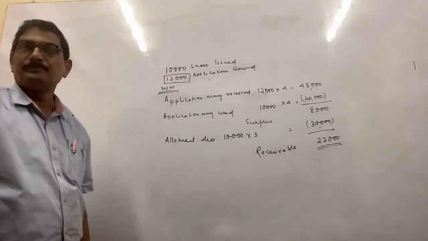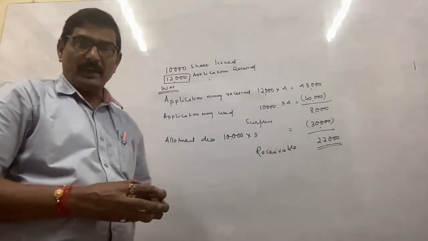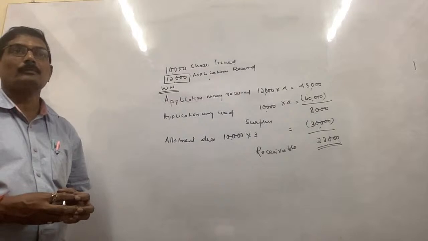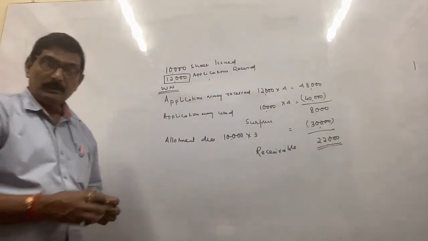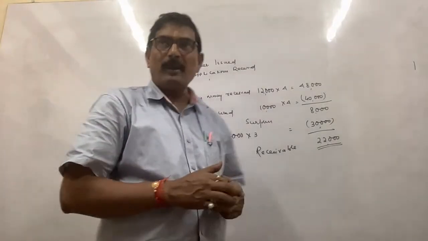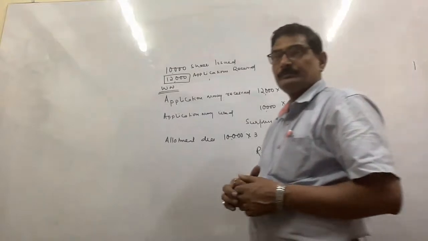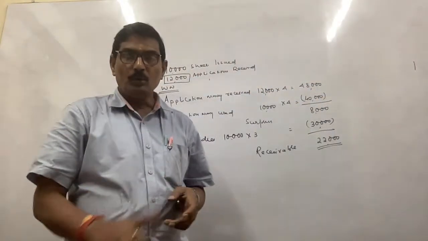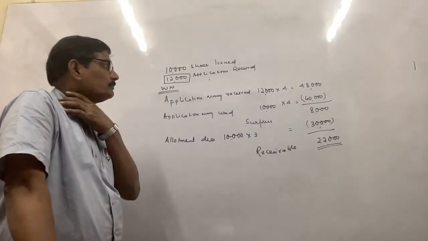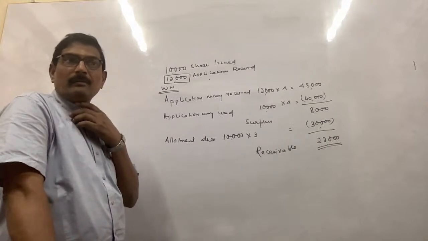Right. Thereafter, for share allotment due, write down: share allotment account debit, 10,000 into 3, 30,000, to share capital. Right.